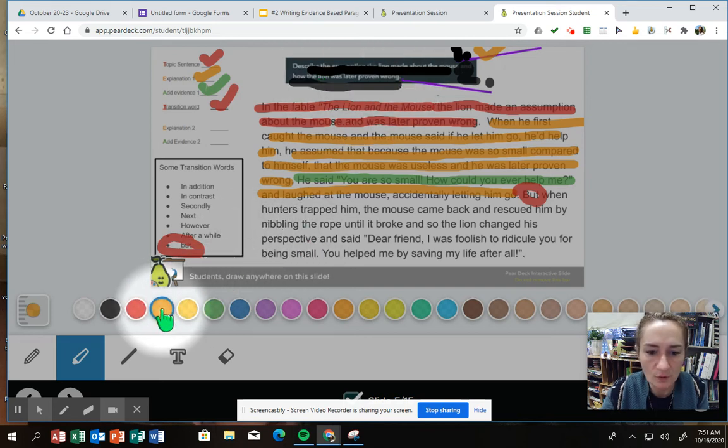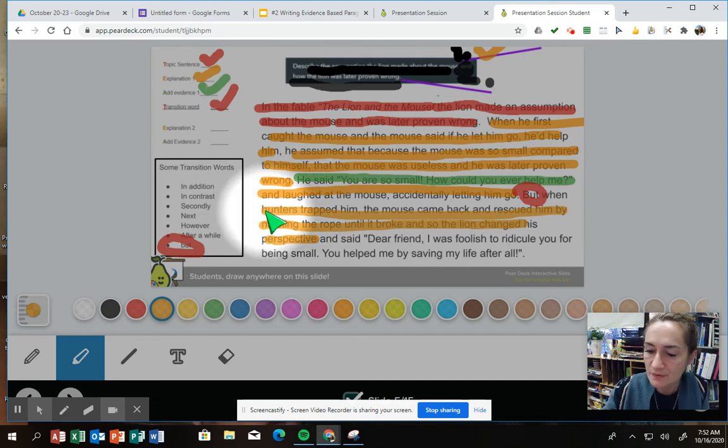I'm grabbing my orange, you should grab your orange. Let's see, did they explain something about the lion being proven wrong? When hunters trapped him, the mouse came back and rescued him by nibbling the rope until it broke, and so the lion changed his perspective. And they did. They explained how the mouse helped him. They could have probably told a little bit more about the lion not realizing he'd be able to help him because he was so small. They didn't, but that's okay because it says that they changed his perspective. So that means that we know they understand that the lion realized he was wrong. When you change your perspective, the perspective they presented was up here, so we get that. So they did this explanation.